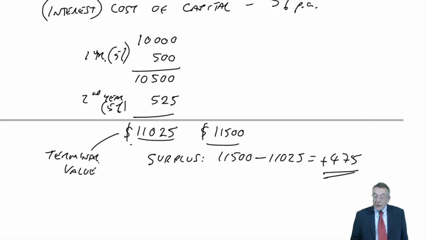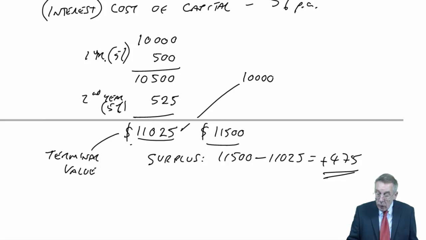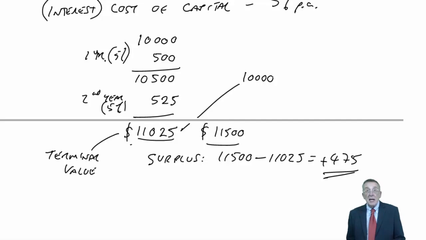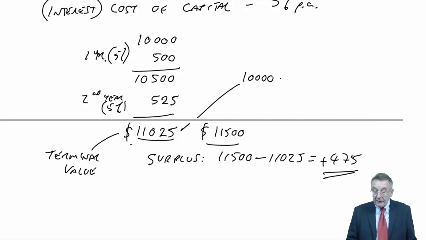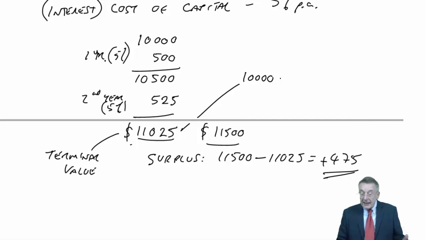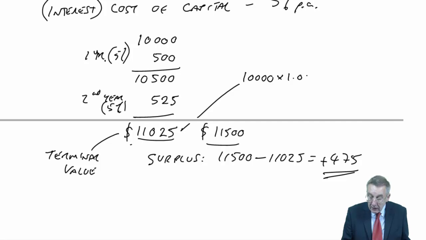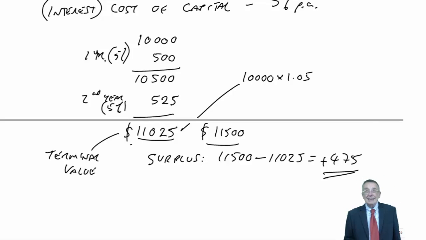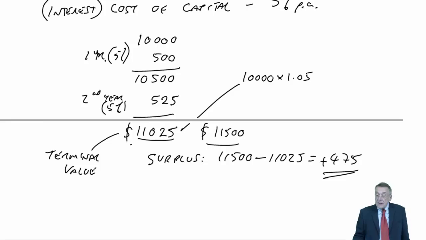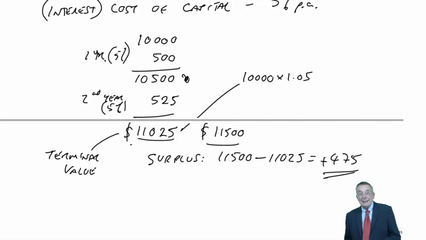And of course, I could have got that 11,025 slightly quicker. We borrowed 10,000. Adding on interest for a year, well, instead of taking the interest and adding it, if you multiply by 1.05, that's giving us 10,000 plus 5% of 10,000. So that gave us 10,500 after 1 year.